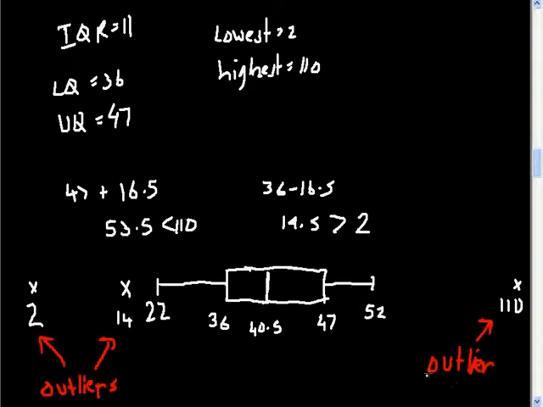We do a similar sort of test to identify an outlier at the lower end. So we take away that value, that's 1.5 times the interquartile range, from the lower quartile, and we get 19.5. So if any value is less than 19.5, it's an outlier. So 2 is an outlier, and 14 is also an outlier.